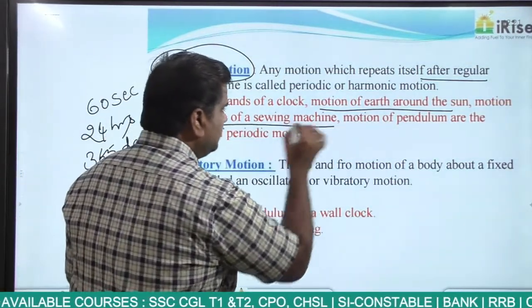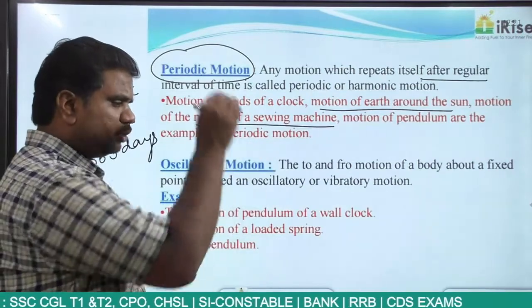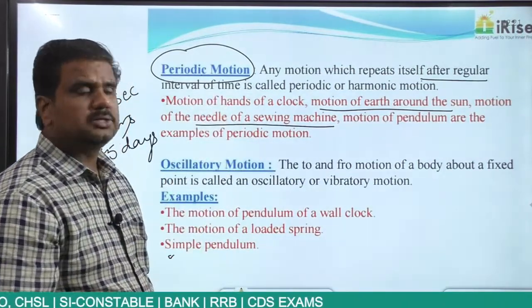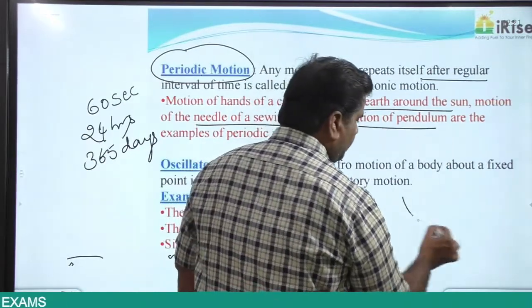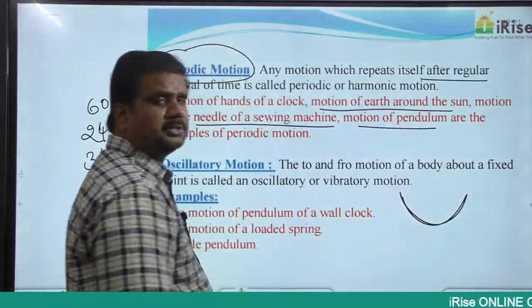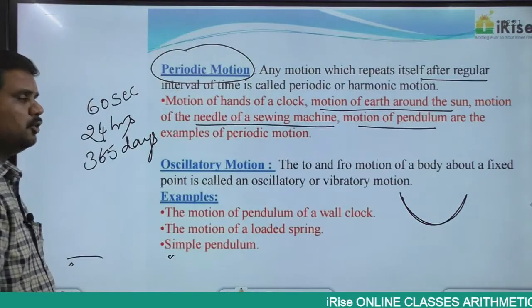You can give other examples. The needle of a sewing machine keeps on moving up and down continuously. At the same time, a pendulum always keeps on moving between two fixed points. So these are all examples of periodic motion.